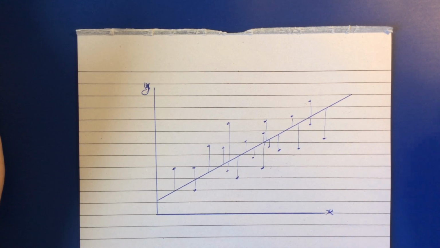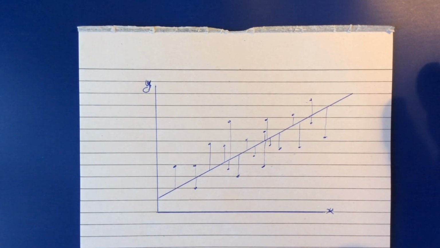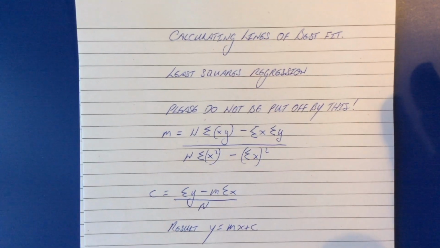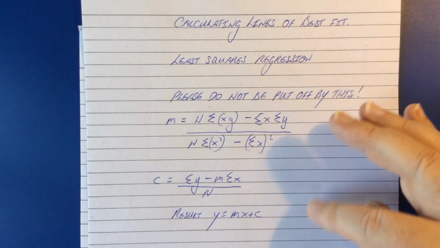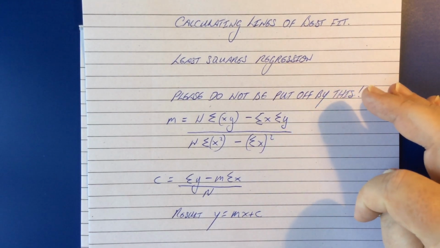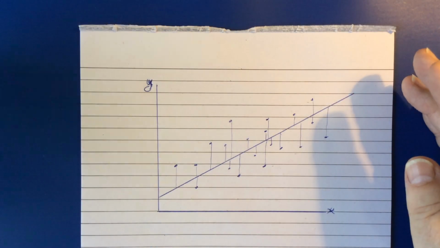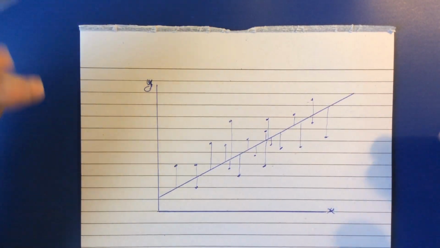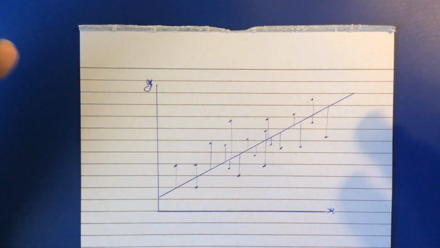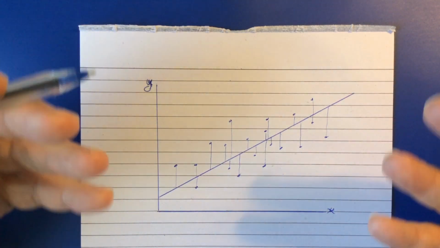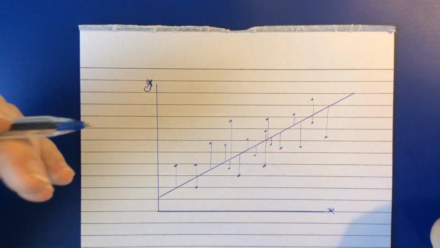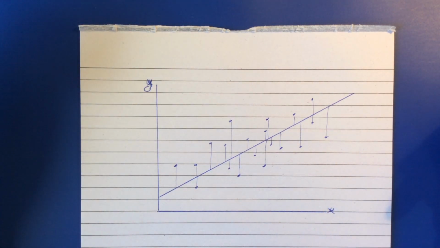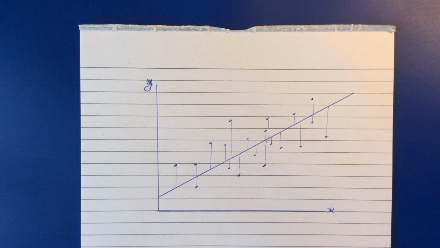Thank you for watching this. Please remember that not even in your worst nightmares, I imagine, will you be required to perform this operation. It's mostly calculator based, and what I really wanted to demonstrate is roughly how it's done and the effect of it, so that when you hear someone talking about a least squares regression line, you've got an idea of what's going on.